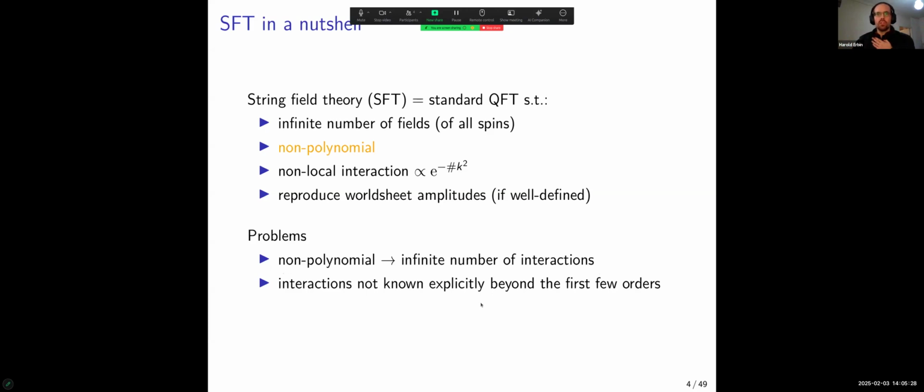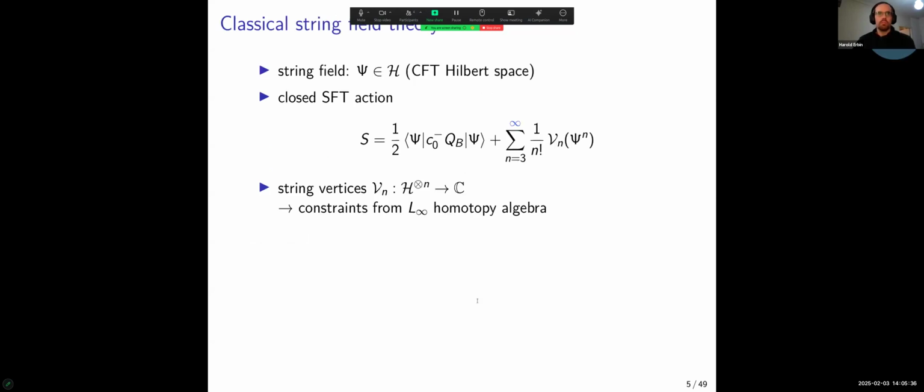And the second problem is that we don't know these interactions except for the first few orders. So you cannot extract numbers or anything with string field theory. So here is the action of string theory. First, I have some string field psi which lives in the CFT Hilbert space. Again, I will give more details later. Here I just want to show a few formulas so we go straight to the difficult point. And as you see, the action has a kinetic term, so it's quadratic in psi.